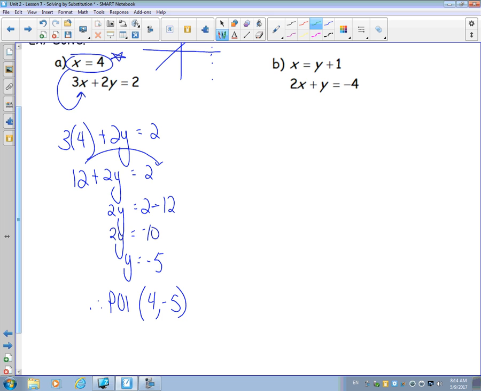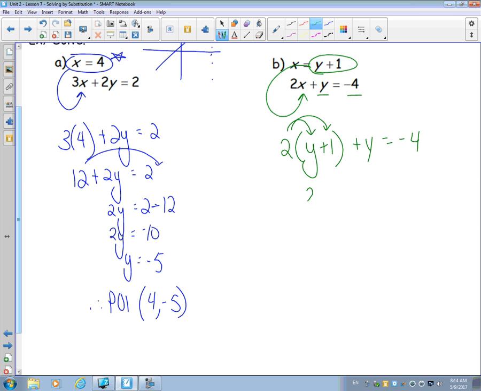If I look at example 2, or letter B here, again I have x equals, but this time x equals this expression. So I'm going to do the same thing. I'm going to take that expression, I'm going to substitute it in for x. When I sub in, I put it in brackets. The rest of the equation is going to stay exactly the same. So the plus y, the minus 4, stay plus y minus 4. And then I'm going to follow the same procedure. I'll get rid of my brackets, so I'll distribute.